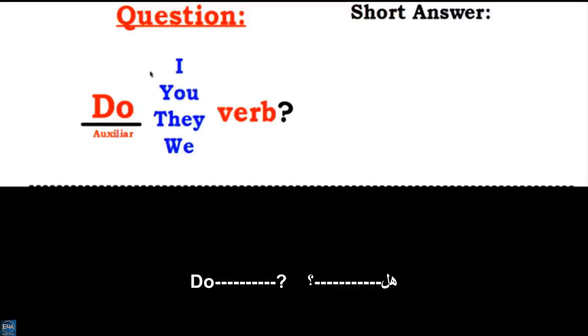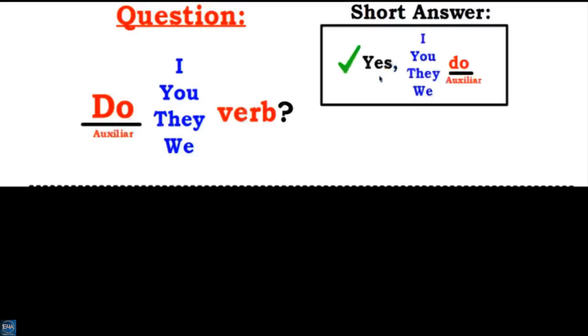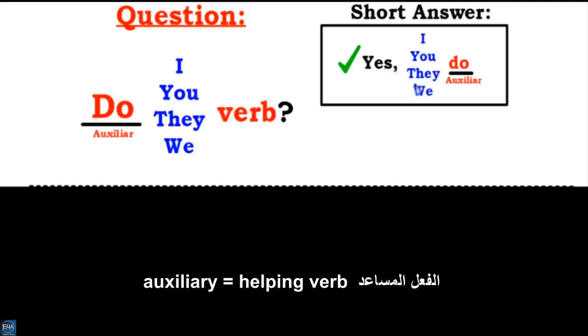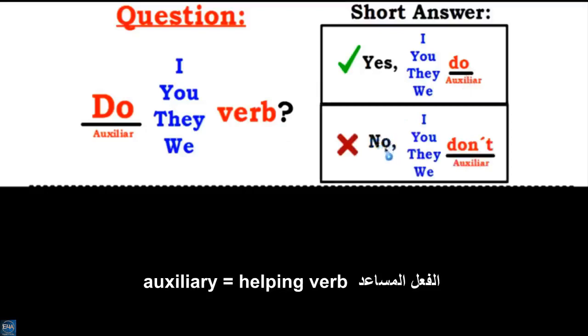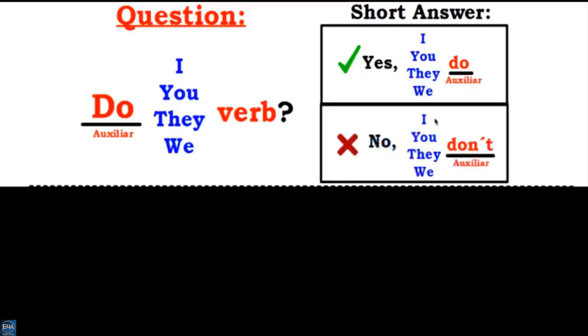Now, a question like this is a yes-no question. When we say yes to the question, we say yes, and then the subject, and then do, the auxiliary. When we say no, we say no, the subject, and don't, the negative auxiliary. Very good.